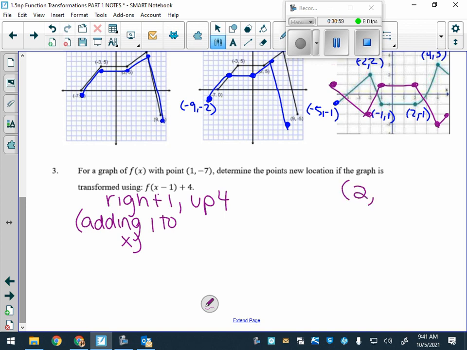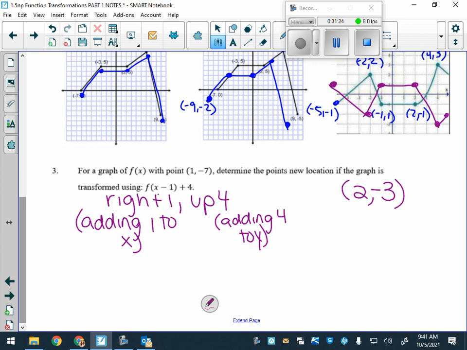Then if I have negative 7, but I'm moving up 4, we are adding 4 to y. So what's my new y value? Negative 3. Okay, so that's your new point, and that is your new point.